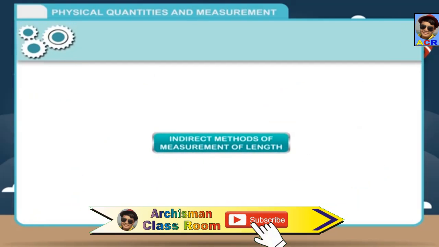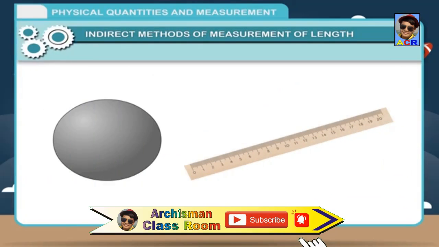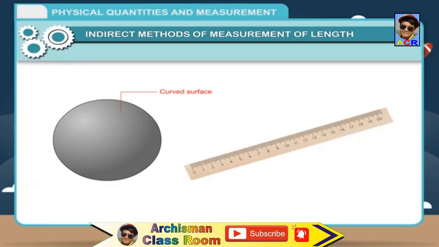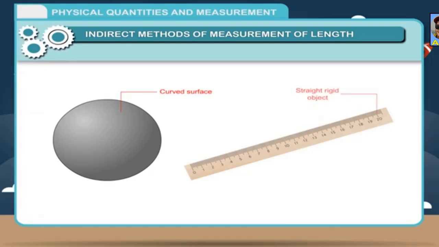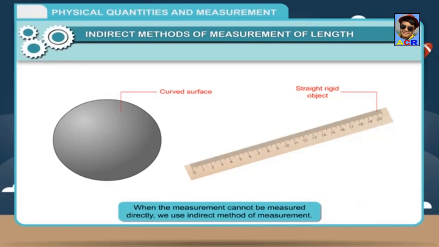Indirect methods of measurement of length. A ruler cannot be used to measure the circumference of a cylinder because the circumference is a curved surface and a ruler is a straight rigid object. Therefore, we cannot bend the ruler around a curved object. When the measurement cannot be made directly, we use an indirect method of measurement.